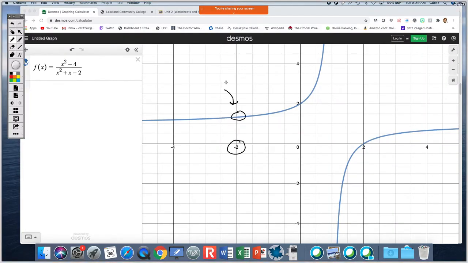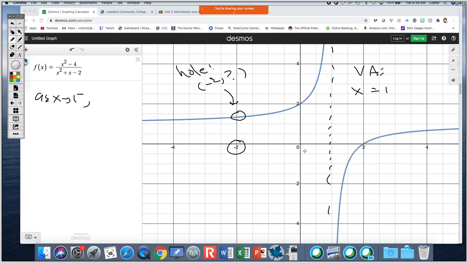Looking here at -2, everything looks fine at -2. So we suspect that there's a hole here at -2 comma something. And what's happening here at 1? It's torn up. So we would call this a vertical asymptote at x equals 1. We can see it pretty clearly as x approaches 1 from the left. As I'm coming in to 1 from this direction, the graph is heading up to positive infinity. And as x approaches 1 from the right, f of x is heading to negative infinity. So that describes the behavior there.